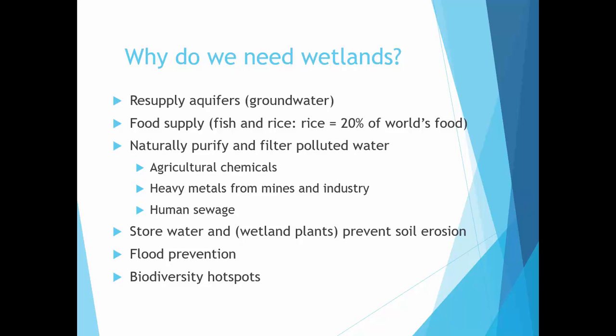We saw in Houston when there was a hurricane in recent years, a lot of the flooding that we see in Houston is because a lot of their wetlands have been filled in, and so then when it does rain, there's nowhere for that water to go, and so it floods streets and it floods people's yards and houses, and so a lot of that is because the wetlands that used to be there have been filled in. And then finally, wetlands are great for biodiversity hotspots.